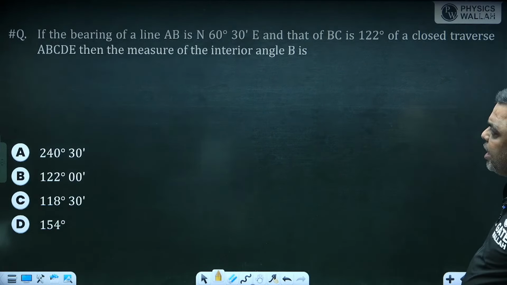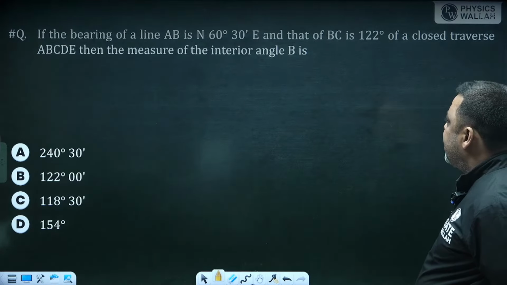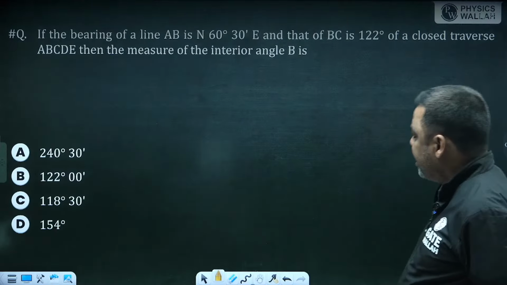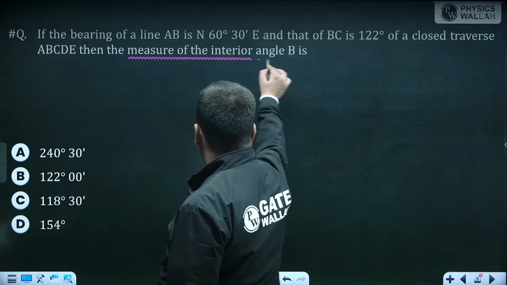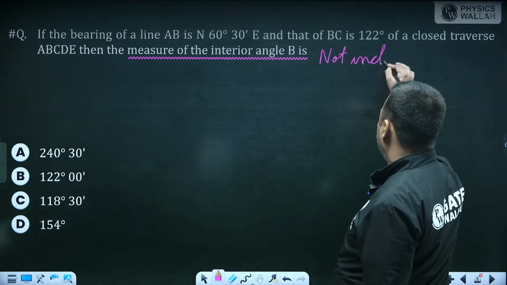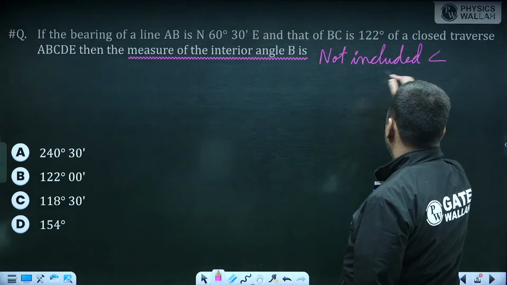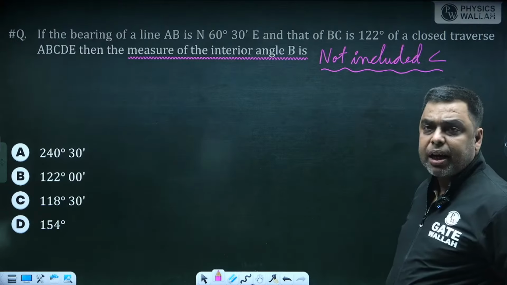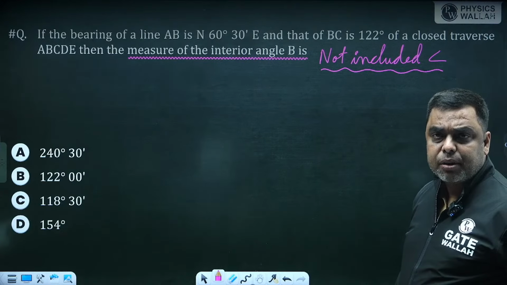Another question. If the bearing of line AB is north 60 degree 30 minute east and that of BC is 122 degree of a closed traverse ABCD, measure the interior angle B. Please remember that over here we have to measure the interior angle, not the included angle. So let me know what would be the answer, everyone?